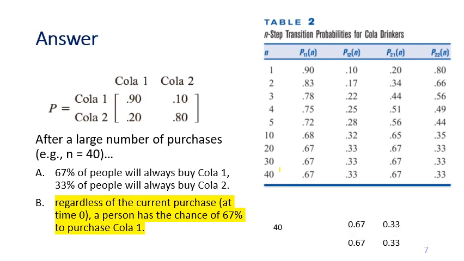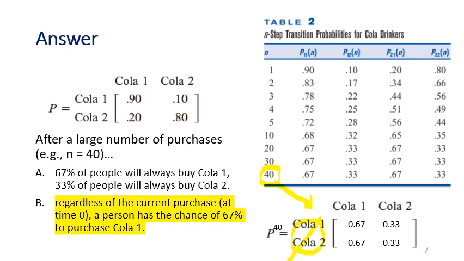If we draw the result of this 40-step transition probabilities in terms of a matrix, we will see something like this. It means that after a large number of purchases, like 40 purchases from now, regardless of the current purchase at time 0, this doesn't matter anymore. The probability of a person purchasing cola 1 is 0.67. The probability of that person purchasing cola 2 is 0.33.